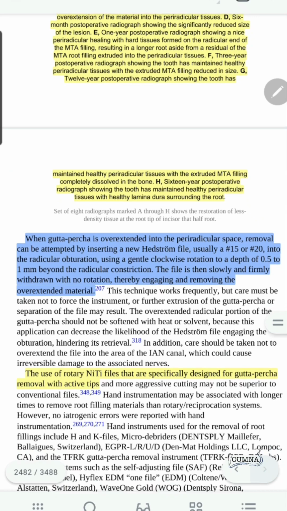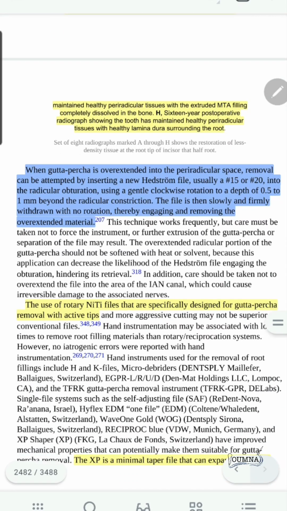How to retrieve a gutta-percha that is overextended into the periradicular space? Removal can be attempted by inserting a new Hedstrom file, size 15 or 20, into the radicular obturation, using a gentle clockwise rotation to a depth of 0.5 to 1 millimeter beyond the radicular constriction. The file is then slowly and firmly withdrawn with no rotation, thereby engaging and removing the overextended material.